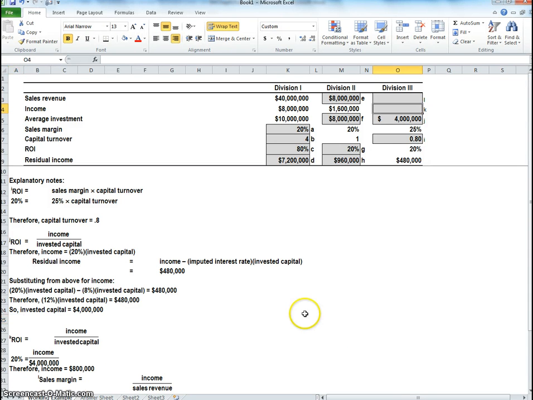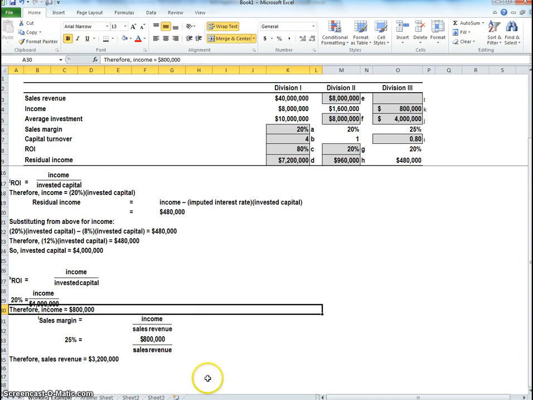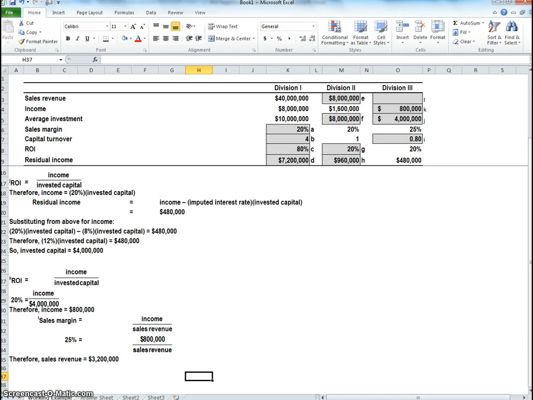All right, so the next step is we're going to go after income, and this one's a little bit easier. We know that income is a part of the ROI equation, so let's use the ROI equation. We know that ROI is equal to income divided by invested capital. We know what invested capital is now. We know what ROI is now. So let's just solve this algebraically. And there we have it. Income is equal to 800,000. All right, so just pause, make sure you get that, and then we'll go on to the last piece.